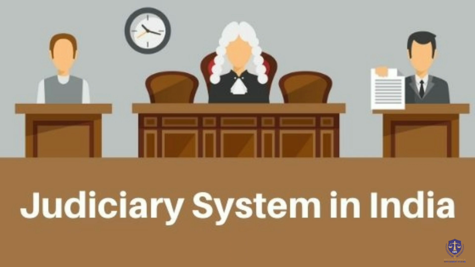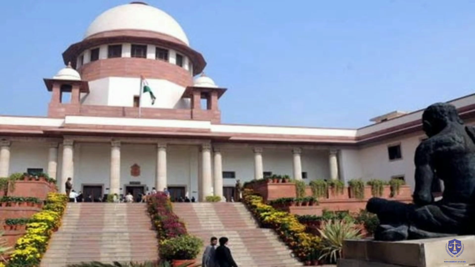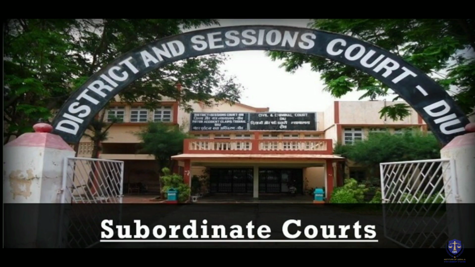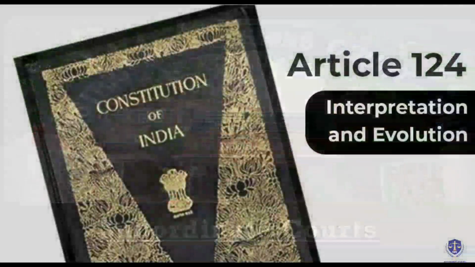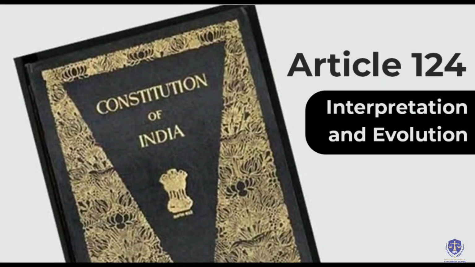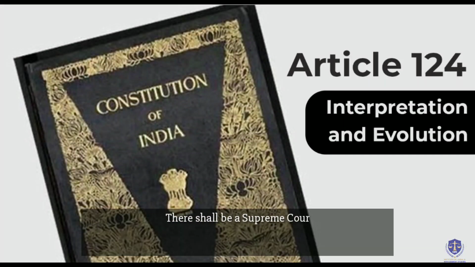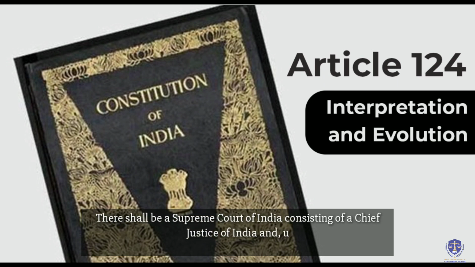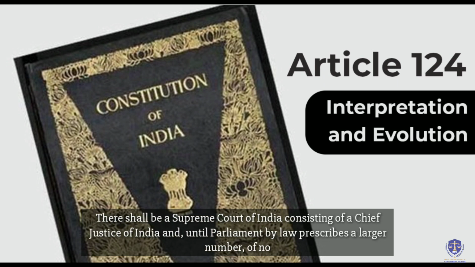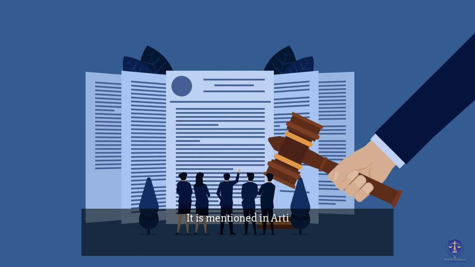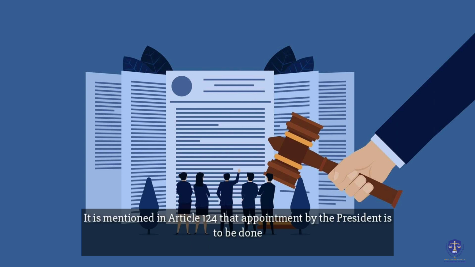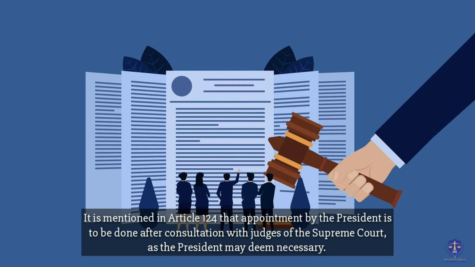India works on 3 tiers of the judicial system: the Supreme Court, the High Court and the subordinate courts. In the Constitution of India, Article 124 states that there shall be a Supreme Court of India consisting of the Chief Justice of India, and until Parliament by law prescribes a larger number, not more than 7 other judges. It is mentioned in Article 124 that appointment by the President is to be done after consultation with judges of the Supreme Court as the President may deem necessary.